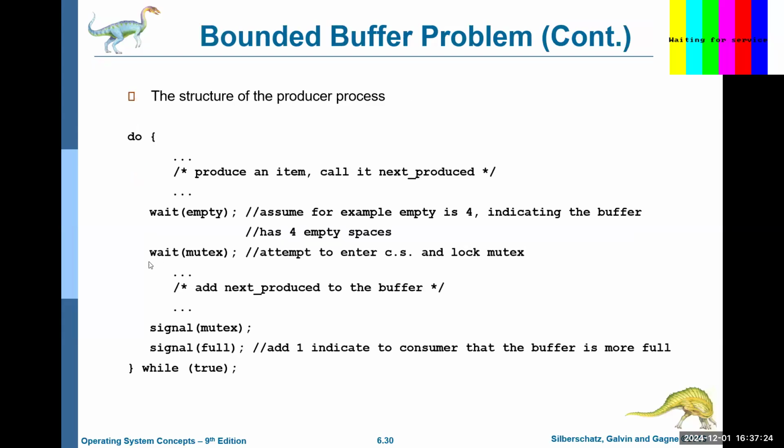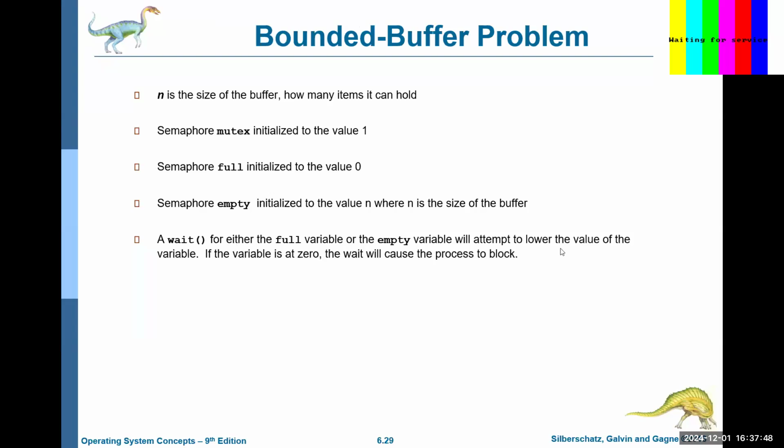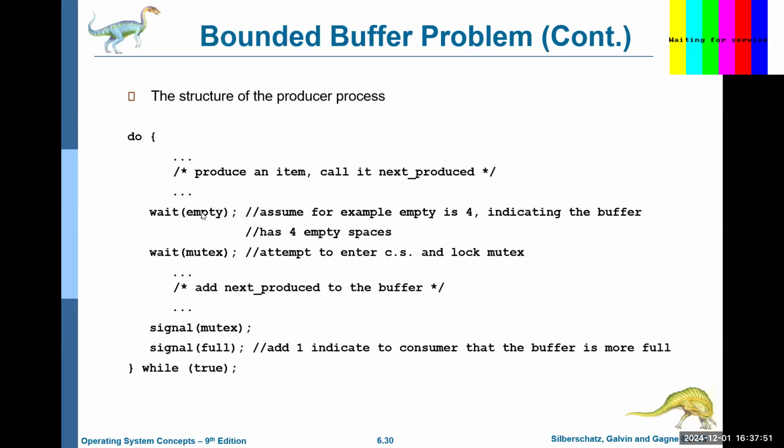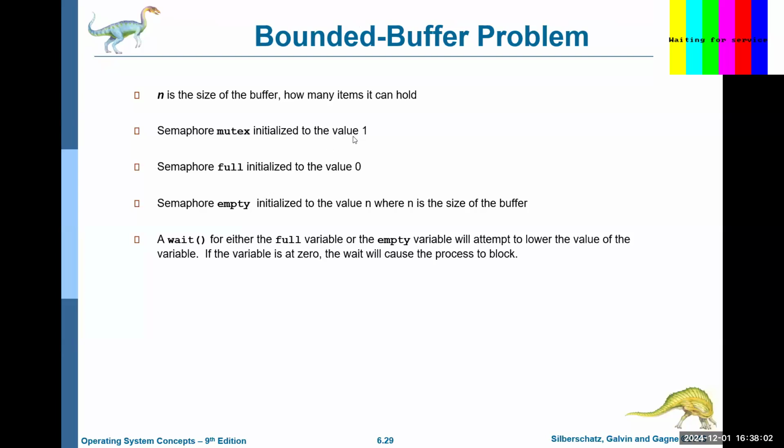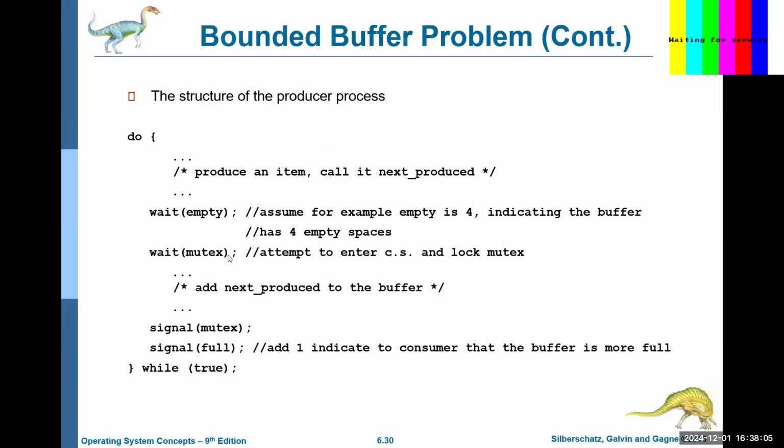So let's see the structure of the producer. The first thing the producer does is produce an item, which I'll call next produced. I'm just storing it though, I'm not yet putting it into the buffer. It's just by me. And then I say wait empty. Assume, for example, empty is 4, indicating the buffer has 4 empty spaces. So what will wait do? We said wait will lower the value, so wait will change empty to 3. Now the mutex: attempt to enter the critical section, lock mutex. The mutex started at 1, which means I can lower it. So my wait will let me lower it.